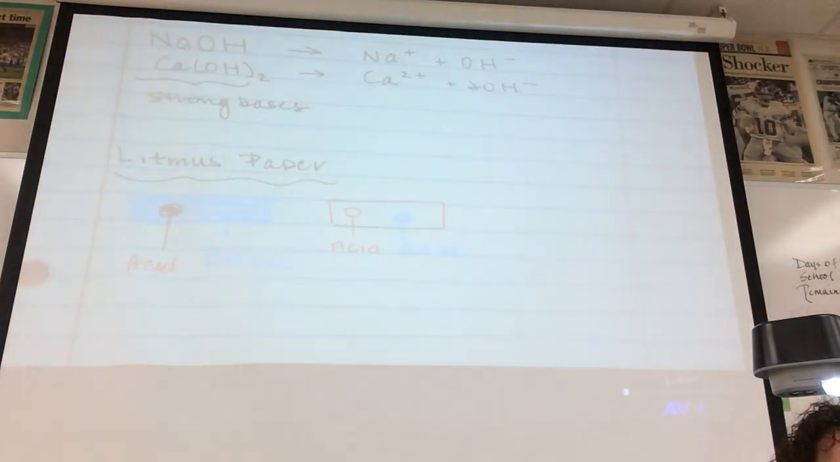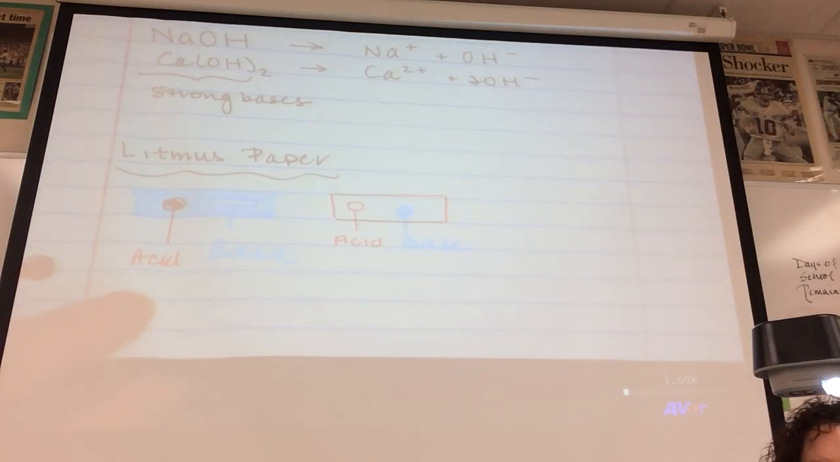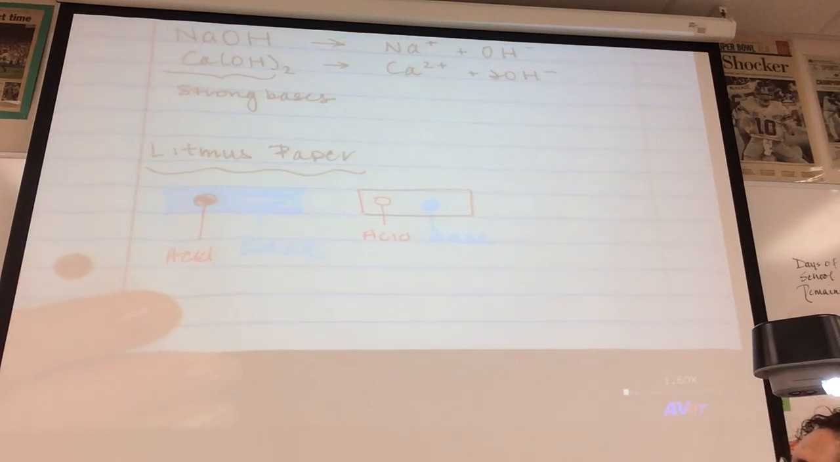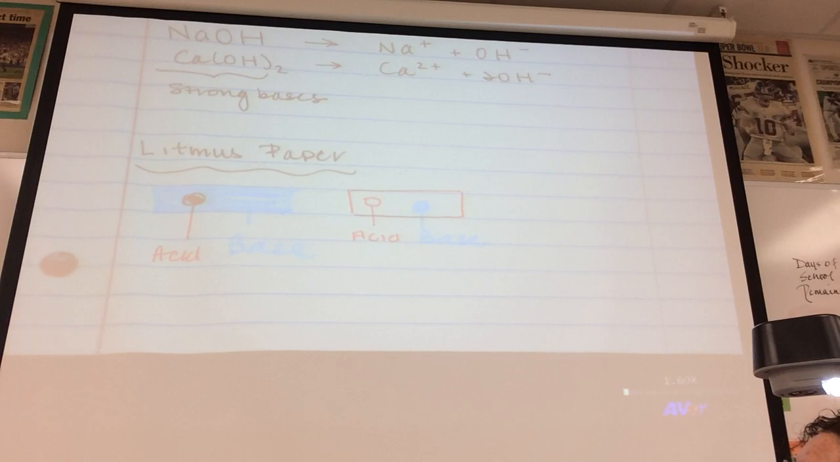Another indicator is phenolphthalein. Oh, you couldn't see my cute little diagram. Oh, I'm so sorry. But I would think you used litmus paper in middle school, right? Yeah. Most of you? One school yes, one school no.